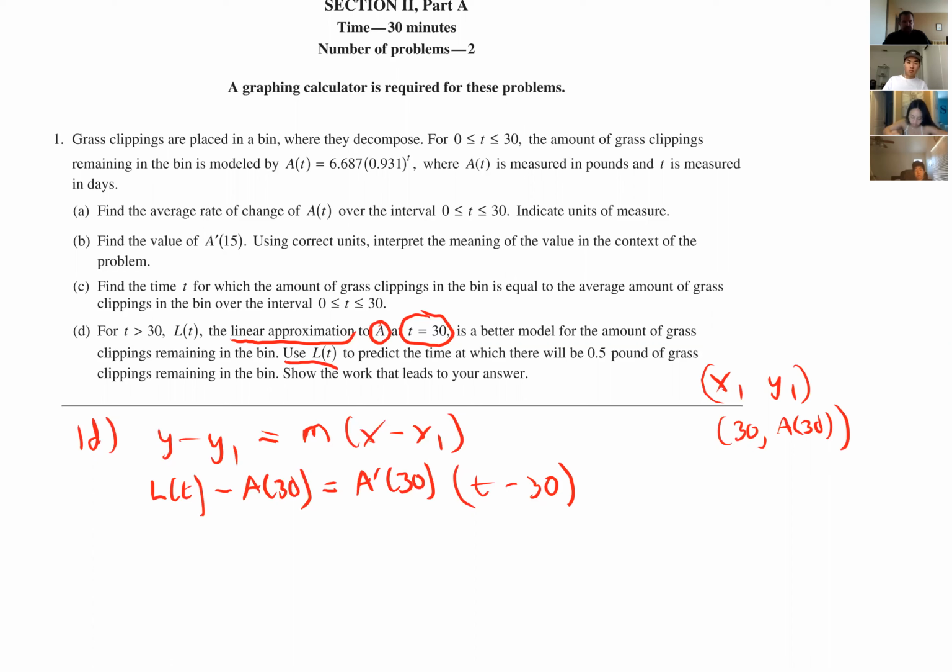Okay, so L of t is just going to stay as L of t. That's what makes it a function. t is going to stay as t. That's your independent variable. L of t is your dependent variable. So at this point, we're trying to figure out what t equals. So L of t, you know what, let me backtrack. Because we know L of t is, we want to figure out at what point there will be 0.5 pounds of grass. So that's going to be my L of t.